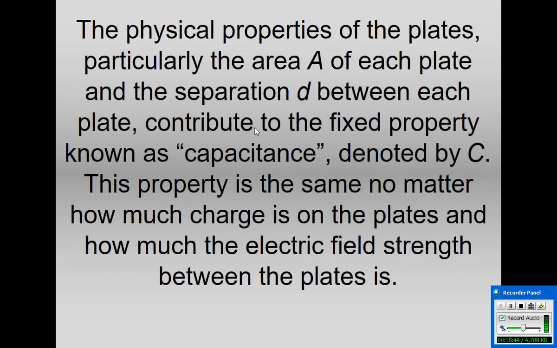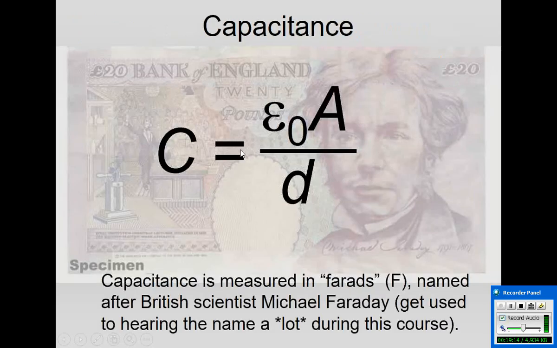The geometric properties of the plates, the cross-sectional area of each plate and the separation between these plates in particular, give us the capacitance of the device. The capacitance of the device is a property of the device. Therefore, it exists whether or not we've decided to place charge on it. The capacitance depends only upon the physical properties of the plates, not on the amount of charge that we've actually stored on the plates. And so we get this quantity right here.